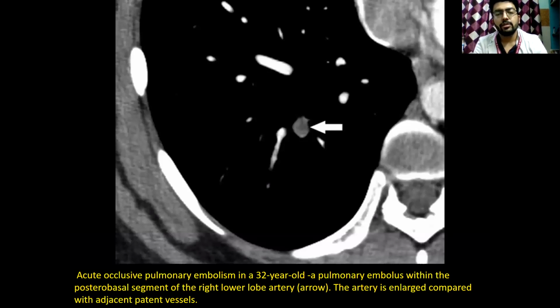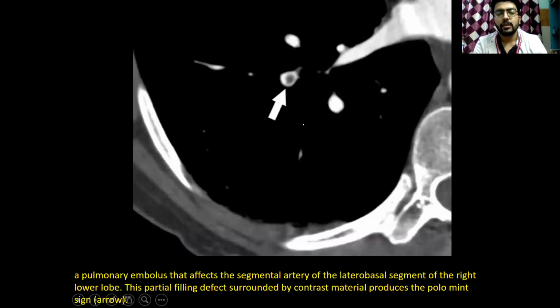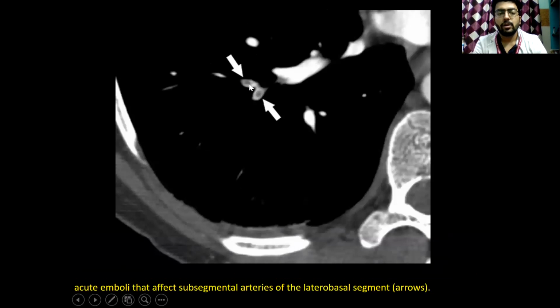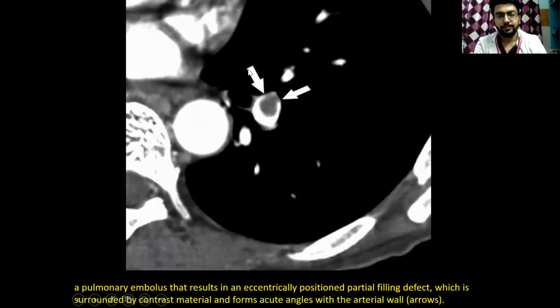Acute occlusive pulmonary embolism in a 32-year-old: pulmonary embolus within the posterior basal segment of the right lower lobe artery. This is in the lateral basal segment of the right lower lobe artery, the rim sign. There are again acute emboli that affect subsegmental arteries of the lateral basal segment.